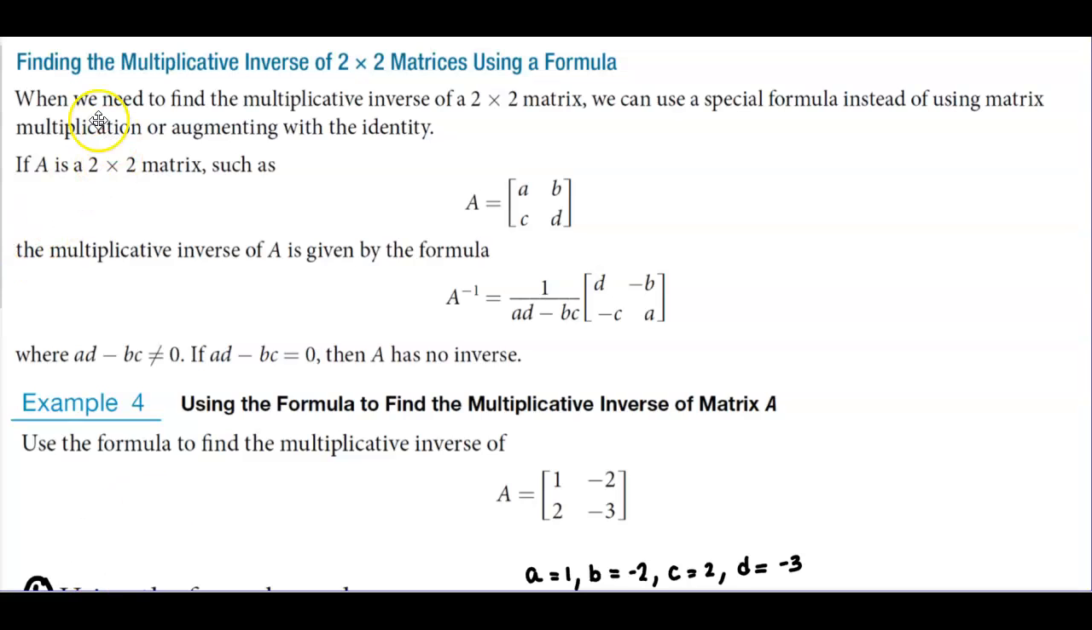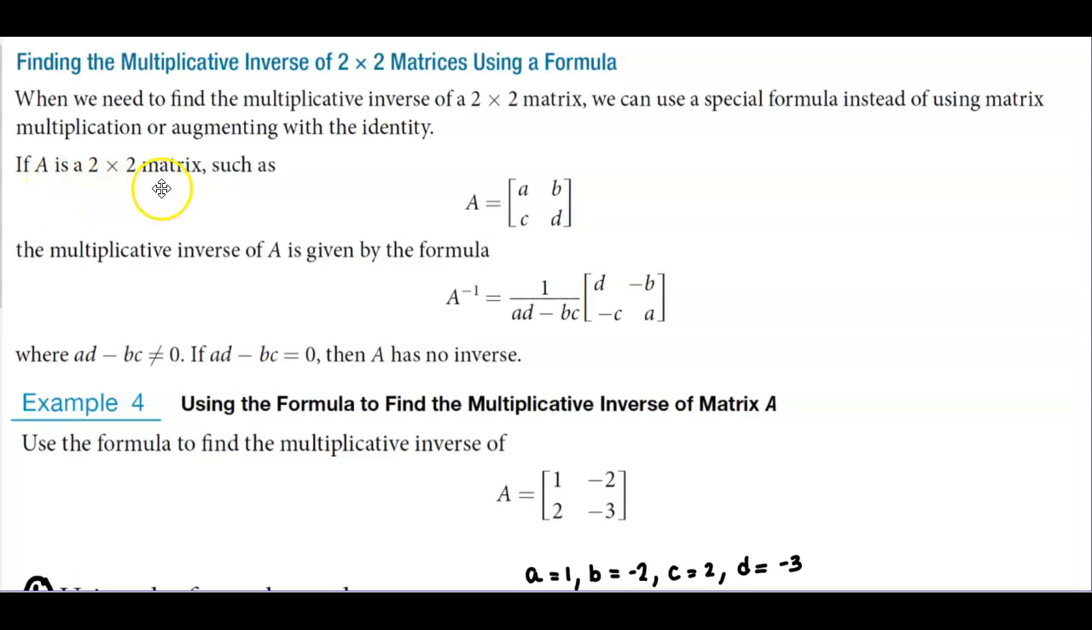Okay, example number 4, we're going to find the multiplicative inverse of 2 by 2 matrices using a formula. In example number 3, we didn't use a formula. So there are two ways of finding the multiplicative inverse. This might be an easier way. When we need to find the multiplicative inverse of a 2 by 2 matrix, we can use a special formula instead of using matrix multiplication or augmenting with the identity.